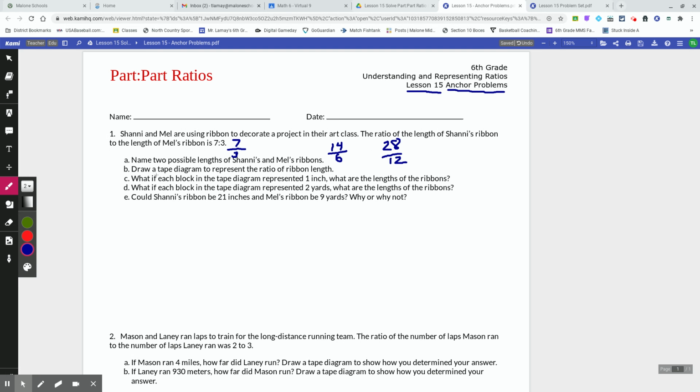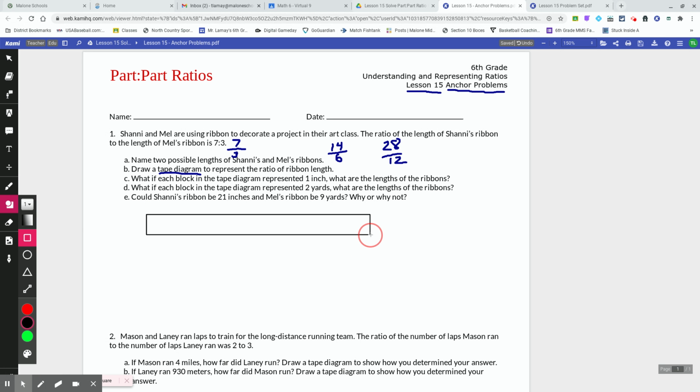All right, B says draw a tape diagram. Now, a tape diagram we've worked with before, but I just don't think we've ever called it a tape diagram. A tape diagram is nothing more than a way to represent the ratio by drawing a picture, and we've drawn pictures with them before. So if I draw a picture right here, that's a tape diagram, and we're going to split that up in a second. Let me explain a little more about these tape diagrams. They kind of look like rectangles. They go in a straight line like a piece of tape, right? That's why they call them tape diagrams.